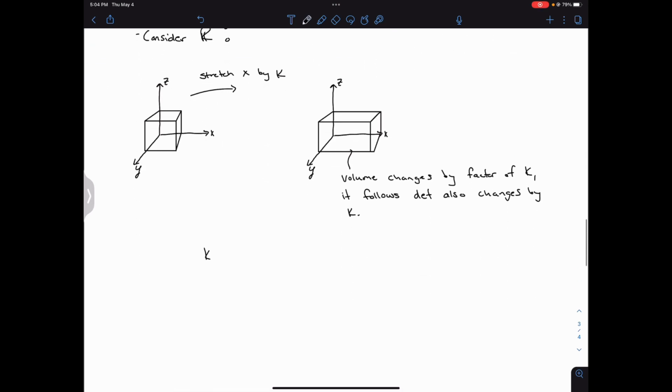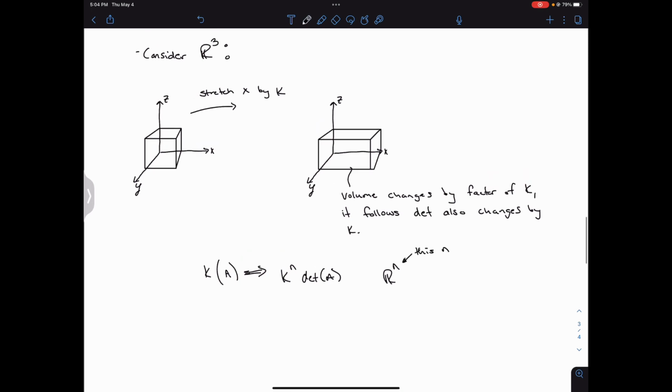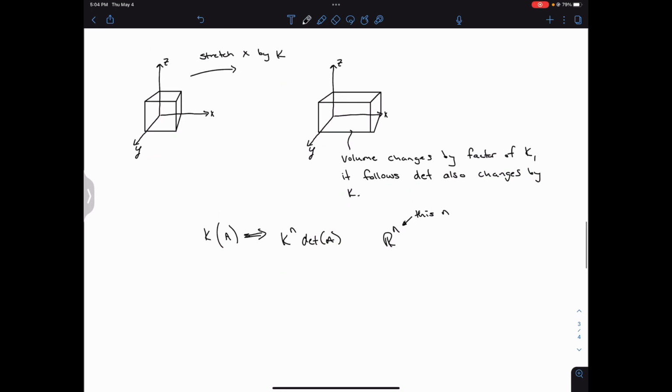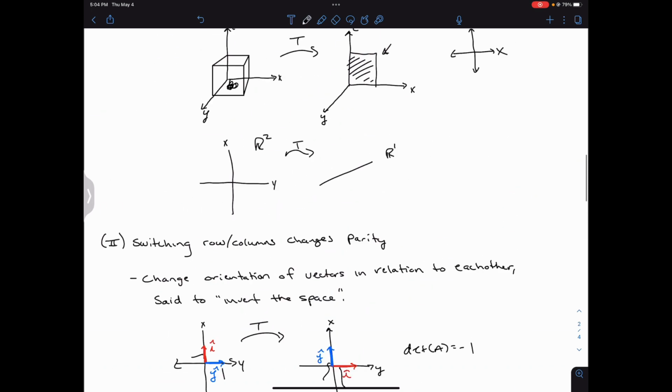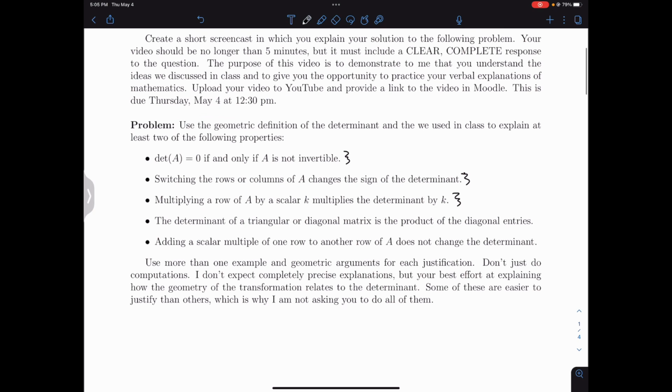And if, instead of just a row, we were to multiply the entire matrix by k, the determinant in this case changes by k to the n times the determinant of A, and that n is just given by what dimension we are in. This is also easily seen if we were to stretch every dimension of that box instead of just the x dimension, the entirety of the box would change by k to the third in this case because we are in R3. But yeah, those are the properties.